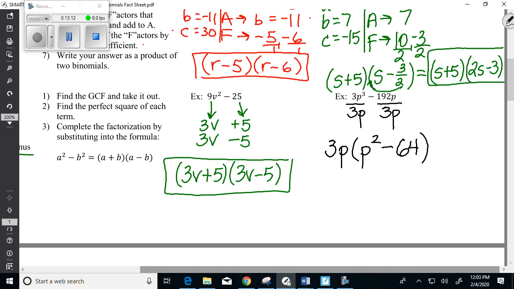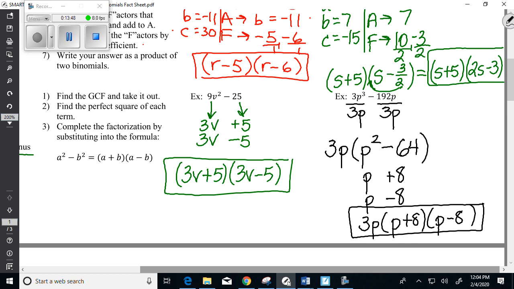Now you take care of the difference of two squares. P squared, again, even exponent, so it allows you to break it up. P times P. 64 is a perfect square. 8 times 8. But remember, you need a negative 64, so one of them positive, one of them negative. And now we're good to go. P plus 8, P minus 8, and then 3p comes out in front.